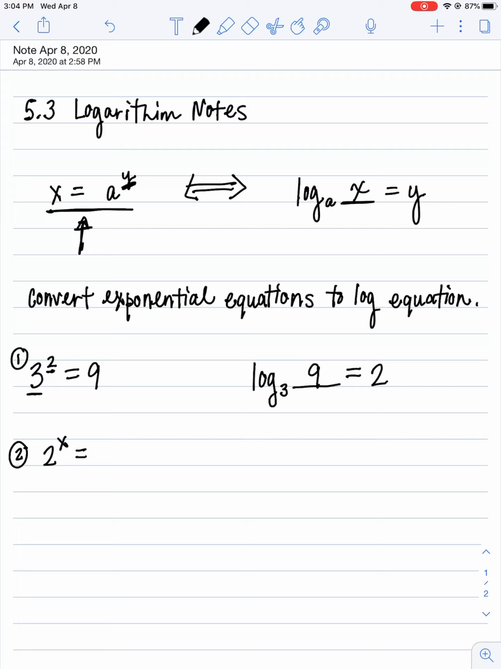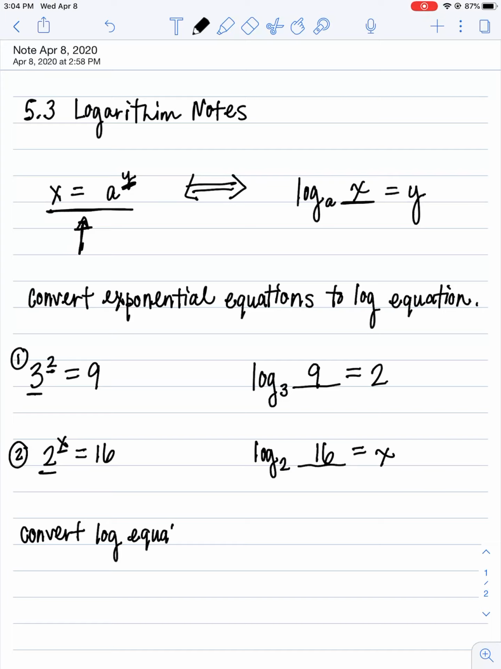So let's write something like this. What about 2 to the x power equals, let's say, 16. So I could rewrite that. That would be log base, well, your base over here is 2, which means your base over here is also going to be 2. Skip a space, equals the exponent. The exponent over here is x, which means this is also going to be x. And what's the only thing left? 16. So I go and put in a 16. Okay, so that's going from exponential to logarithmic.